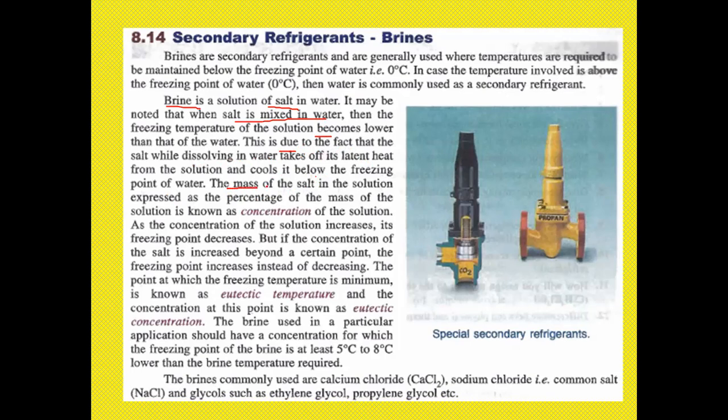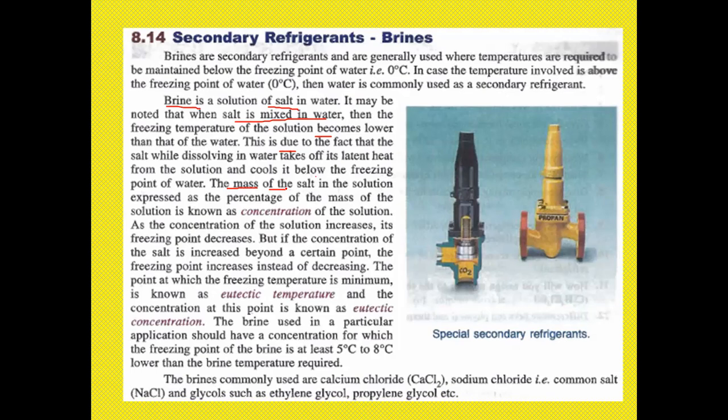The mass of the salt in the solution, expressed as a percentage of the mass of the solution, is known as concentration. If the salt concentration is increased beyond a certain point, then the freezing point increases instead of decreasing. That temperature, which is the minimum, is known as the eutectic temperature, and the concentration at that point is known as the eutectic point. Eutectic point.